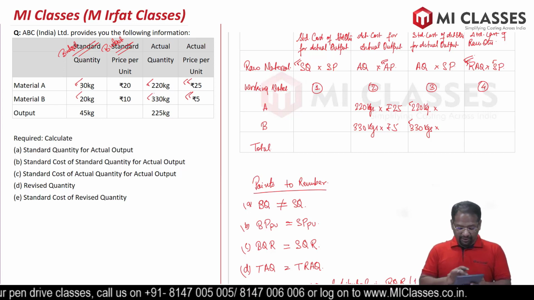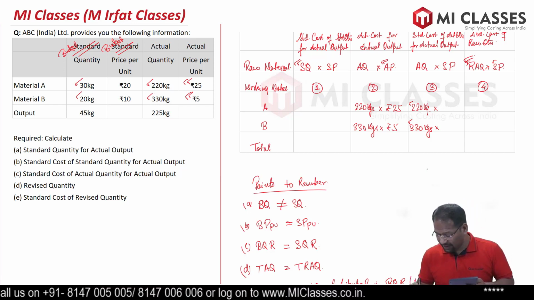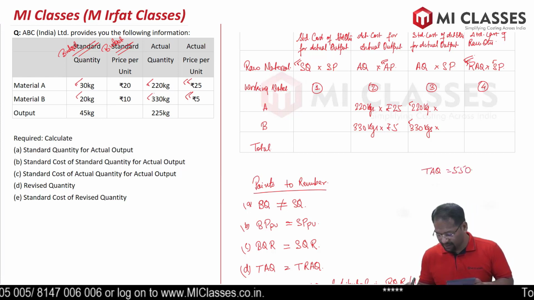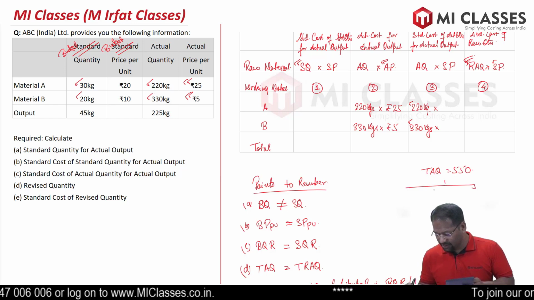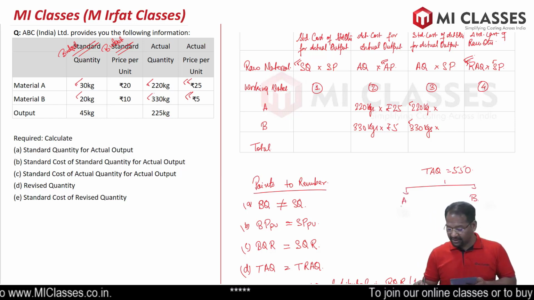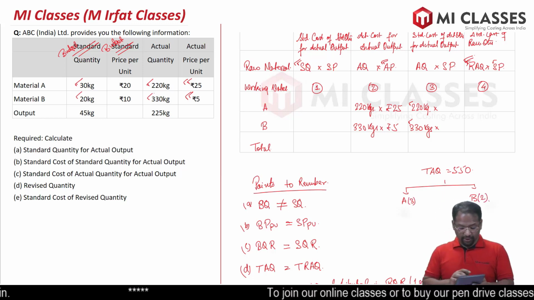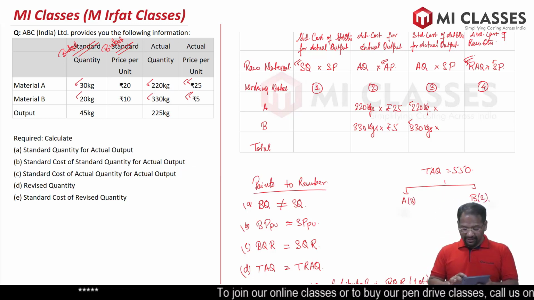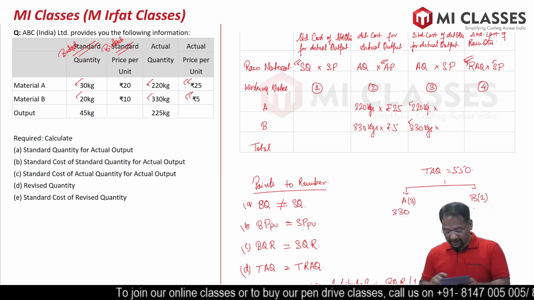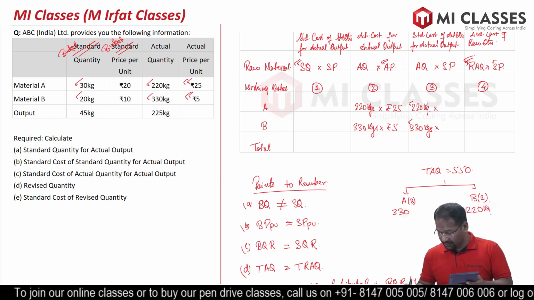So total actual quantity is 220 plus 330, which is 550. We are distributing in which ratio? We are distributing in the budgeted quantity ratio. And what is the ratio? 3:2. So 550 divided by 5 into 3 equals 330 kgs, and 2 equals 220 kgs.